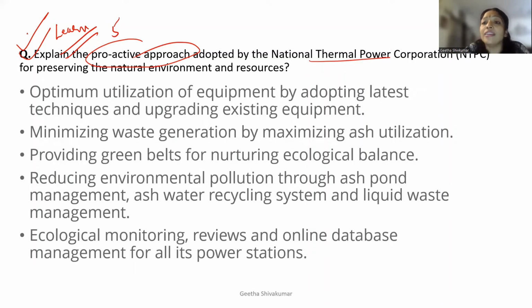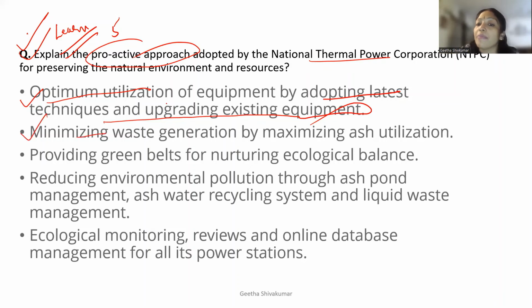Very important question, and you have to write only these points, which are there in the textbook. First one, optimum utilization. What does optimum mean? Maximum. Maximum utilization of equipment by adopting the latest techniques and upgrading existing equipment. Whatever equipment we have, we have to utilize it maximally, with upgrading. It should not be that the technique is old and we are not upgrading. So the first point is optimum utilization of equipment by adopting the latest techniques, and we need to upgrade the existing equipment also.